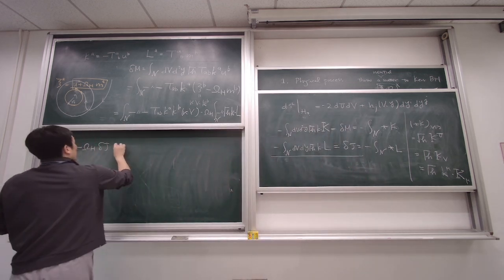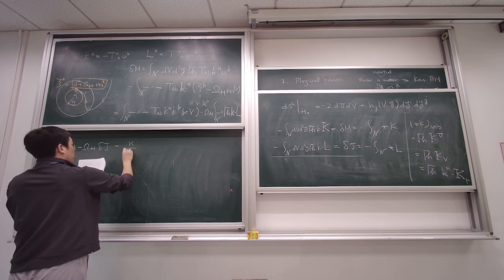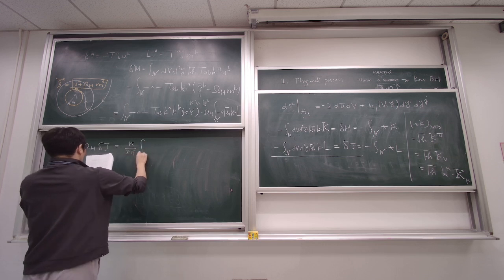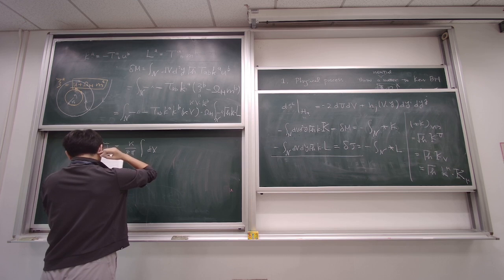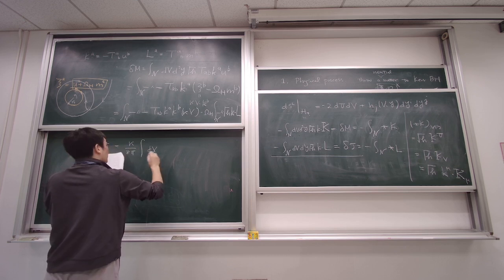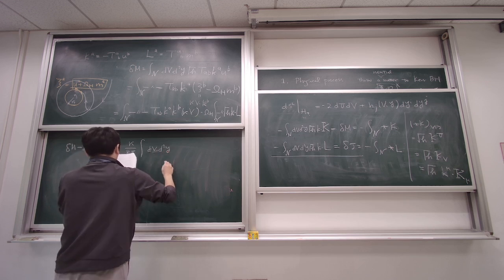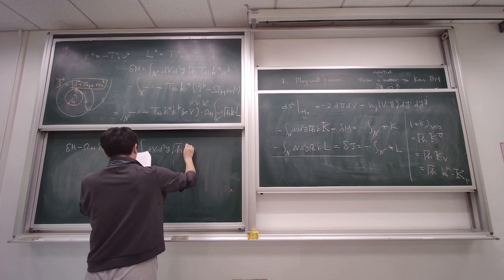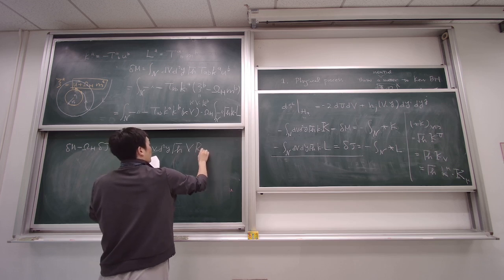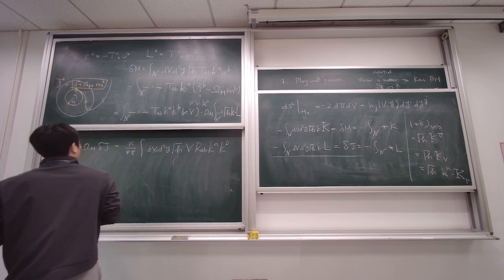Is equal to kappa over 8 pi of dV, d²y, and then square root h times v, R_AB, k^A and k^B. Okay, so that's what we have.